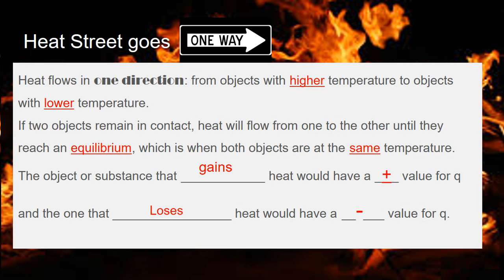So heat goes one way in one direction. It goes from objects with higher temperature to objects of lower temperature. And if two objects remain in contact, the heat will flow from the one into the other until they reach what's called an equilibrium, which means they're both at the same temperature. So that energy will transfer from the hotter of the two substances to the less heated one. And when the temperature of both substances are the same, that's when the heat will equilibrate. The object or substance that gains heat would have a positive value for Q, and one that loses heat will have a negative value for Q.